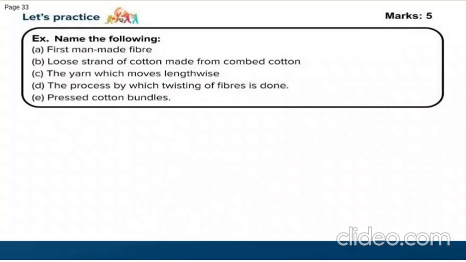Next one. Name the following. First man-made fiber. Again, we have 5 questions, 5 marks each. So, what is the first man-made, meaning synthetic, fiber? We have to find out.